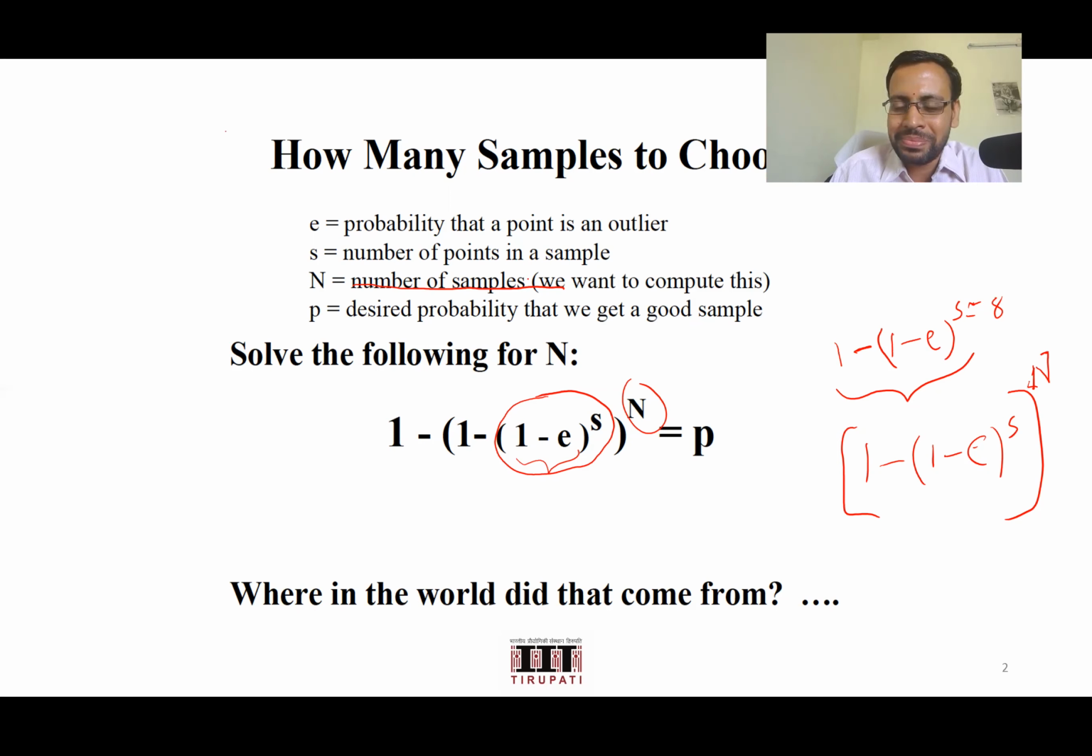I picked N samples in which none of the samples were pure. Like every sample had one or more outliers. Excellent. Very good. So that would be equivalent to what then?